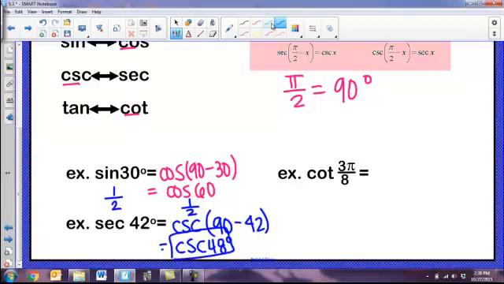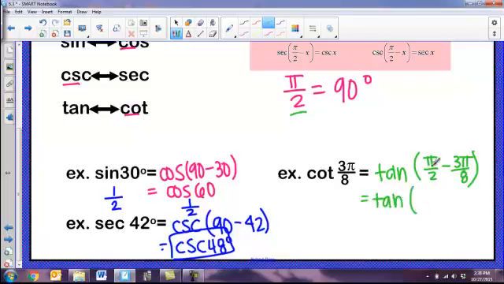Okay, works the same way for radians, it's just now we're going to have to use pi over 2 instead. So cotangent's cofunction is tangent, and then we're going to do pi over 2, which is 90, minus 3 pi over 8. This requires me to use a little bit of fractions, but this would just be the same thing. Common denominator here would be 8. So this would be 4 pi over 8 minus 3 pi over 8. So we get that cotangent of 3 pi over 8 is equivalent to the tangent of pi over 8. Okay, and these are going to be really useful when we are proving identities again.